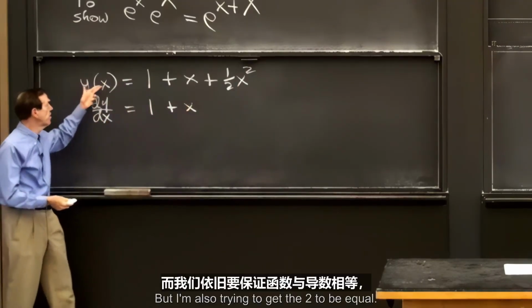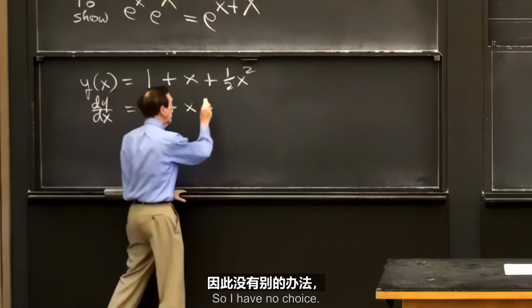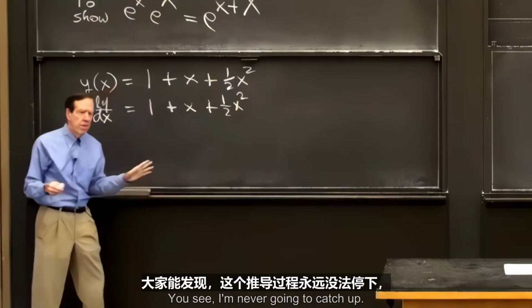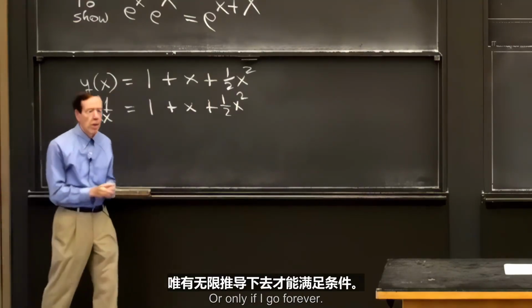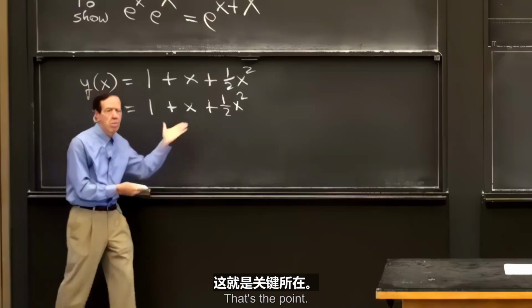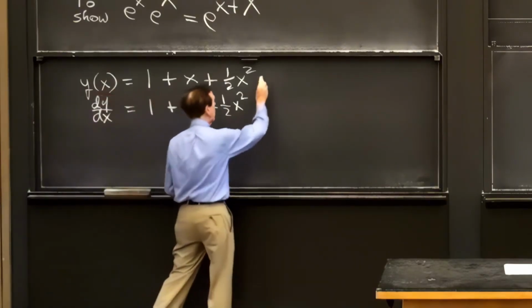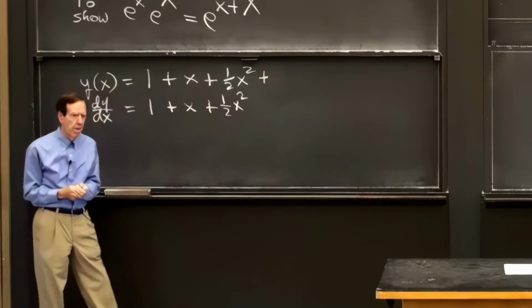But I'm also trying to get the two to be equal. So I have no choice. I have to put in the 1/2 x squared there. You see, I'm never going to catch up. Or only if I go forever. That's the point. I'll have to go forever. And what will the next one be? If you see the next one, then we can see the pattern.